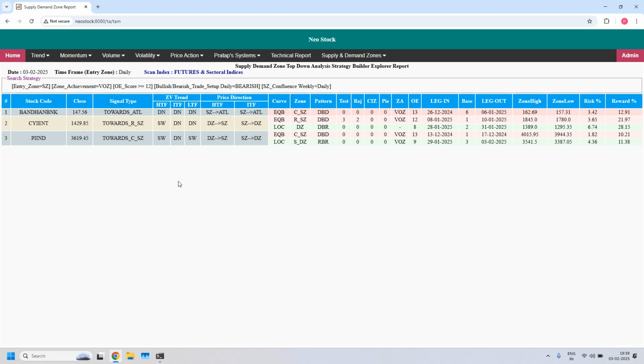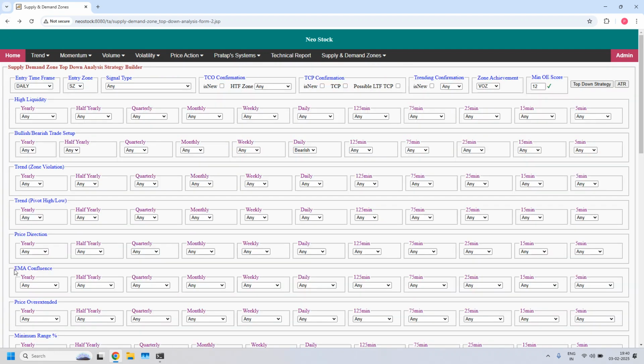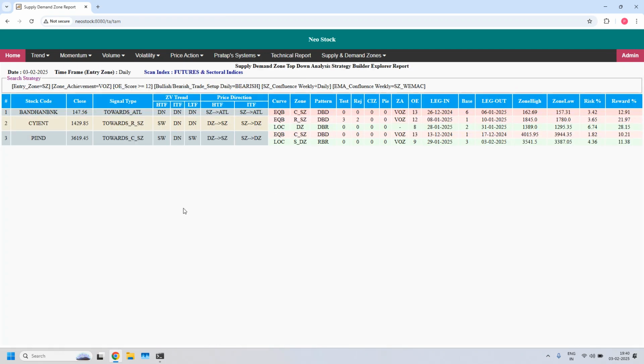If weekly supply zone is having weekly EMA Confluence, then these 3 daily supply zones are even more high probability trade setup supported supply zones. Let's verify. In the EMA Confluence at a weekly time frame, the weekly supply zone having weekly EMA Confluence filter is enabled. So with this filter, we got all the 3 stocks. That means all the 3 are even more high probability trade setup supported. Excellent.